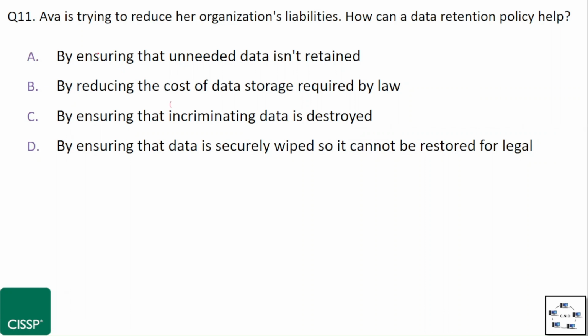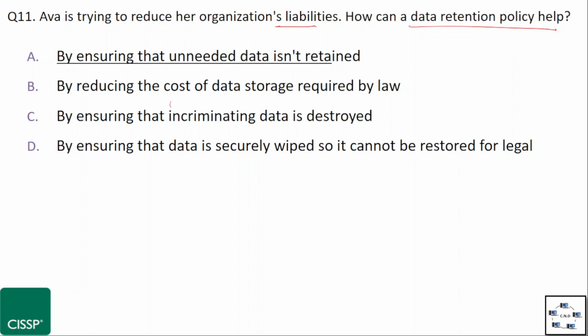Question number 11. Eva is trying to reduce her organization's liabilities. How can a data retention policy help? And the options are option A, by ensuring that unneeded data is not retained. Option B, by reducing the cost of data storage required by law. Option C, by ensuring that incriminating data is destroyed. And option D, by ensuring that data is securely wiped so it cannot be restored for legal.